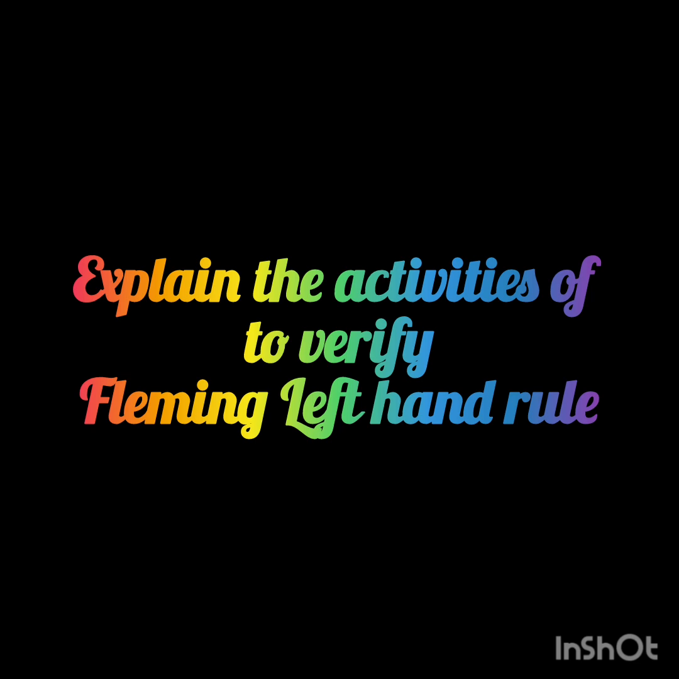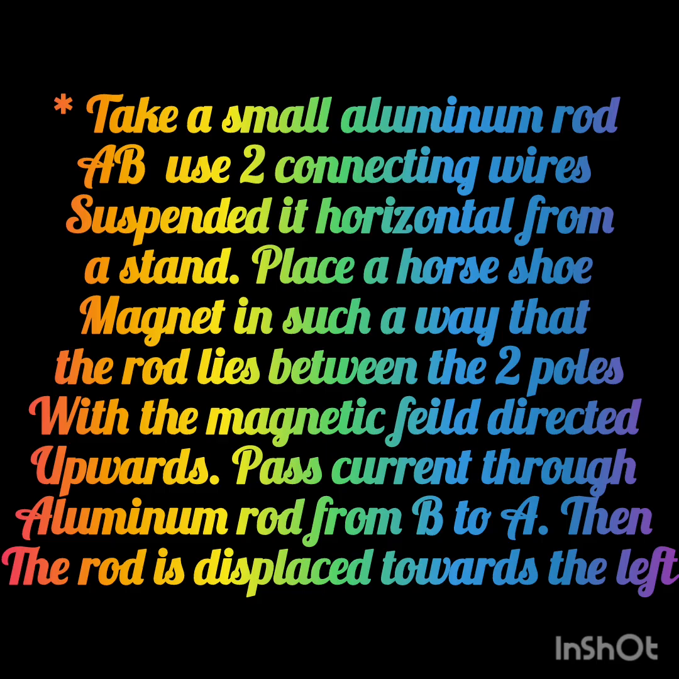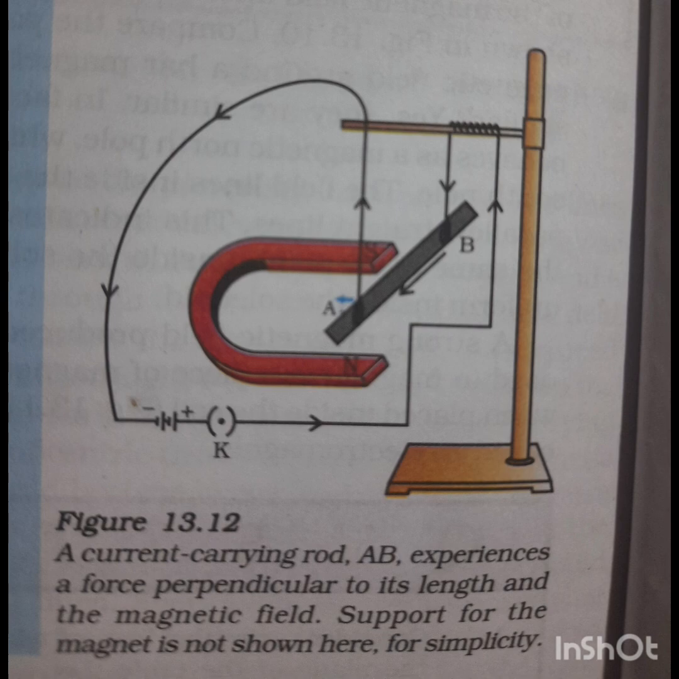Explain the activity to verify Fleming's left hand rule. Take a small aluminum rod AB, used for connecting wires, suspended horizontally. Place a horseshoe magnet in such a way that the rod lies between the two poles with the magnetic field directed upwards. Pass current through the aluminum rod from B to A. Then the rod is displaced towards the left. This shows Fleming's left hand rule.